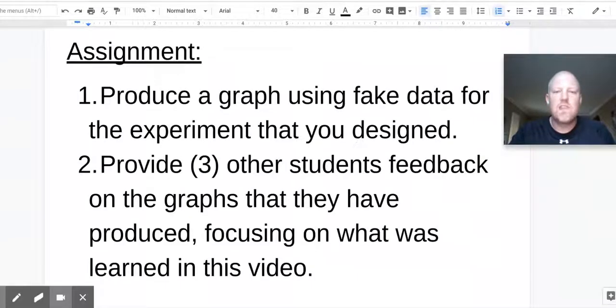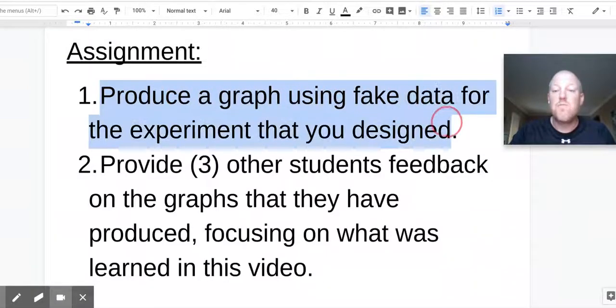Finally, what is your assignment here? Your whole purpose for this video is to provide you with details on how you can produce a graph for your student-designed experiment. And so your assignment here is to produce a graph using fake data. You'll eventually collect data and you'll produce a graph, but it's easier if you can just take a look at what your graph should look like. What are you going to have on your x-axis, your y-axis? What are you changing? What's your independent variable? What are you measuring? What's your dependent variable?